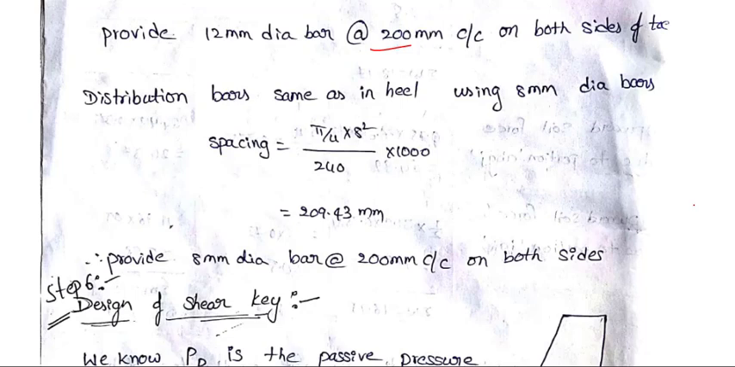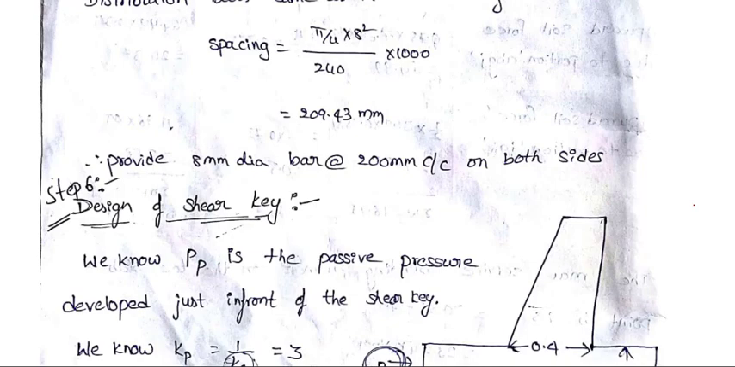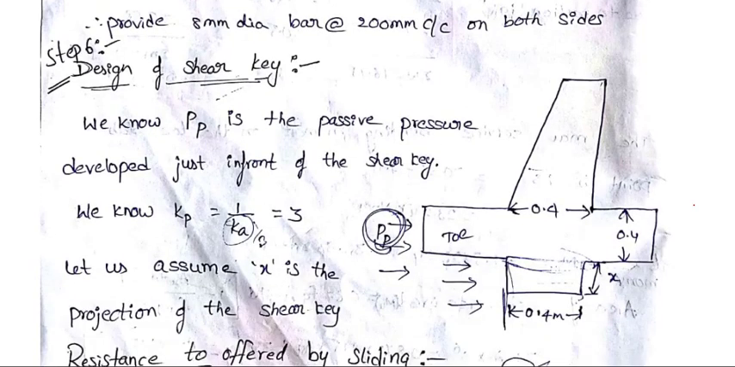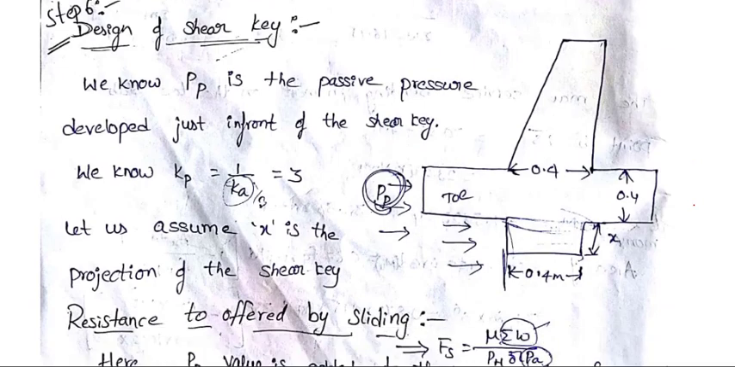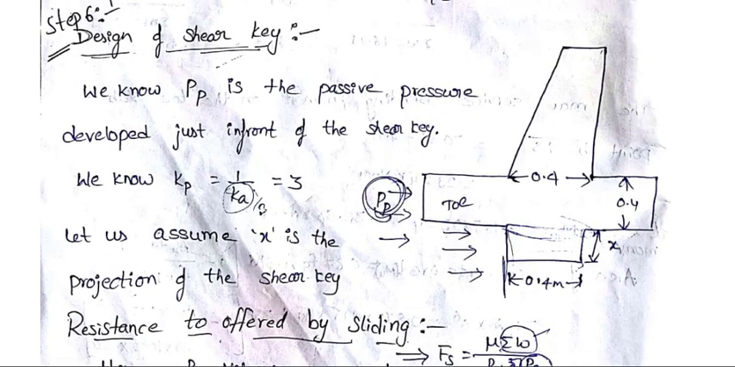Next, distribution is the same as here. So whatever distribution you have used in heel slab, you can use here also. So follow the same, like provide 8 mm dia bars at the rate of 200 mm center to center on both sides. So the next one is design of shear key.